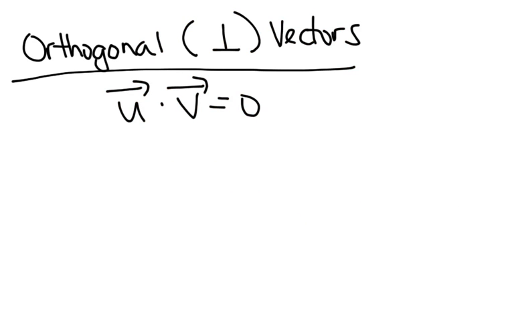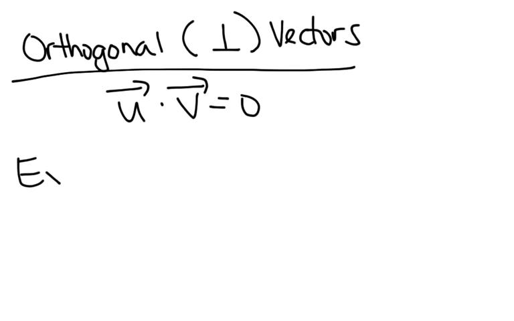Two vectors are said to be perpendicular or orthogonal if the dot product of the two vectors is 0. Now remember, perpendicular lines are ones who have a 90-degree angle between them. So if two vectors have a 90-degree angle between them, the dot product has to be 0 because the cosine of 90 degrees is equal to 0.